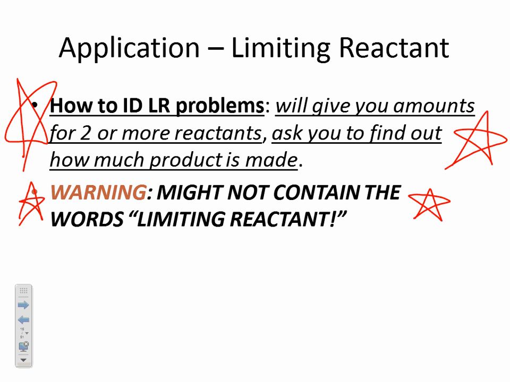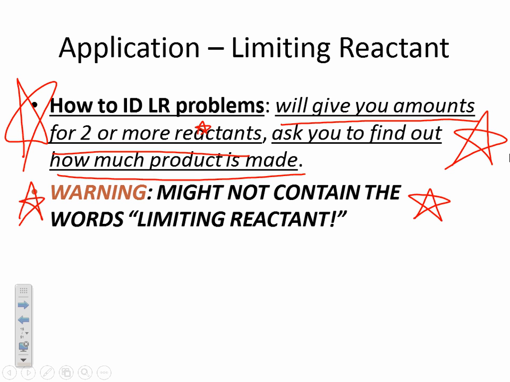What it will do is give you the amounts for two or more reactants. A limiting reactant problem will tell you, hey, we've got this reaction, A plus B goes to C, and we start with, let's say, 10 grams of A and 15 grams of B. It gives you masses of two reactants. It's got to be two reactants. And then it will say how much product is going to be made. So it will ask for the mass of the product. And that is actually how you're going to identify a limiting reactant problem right there.